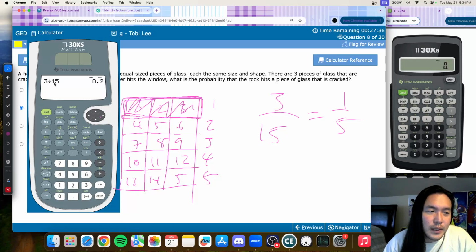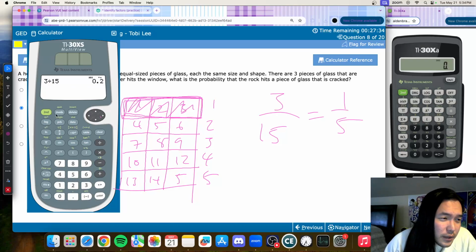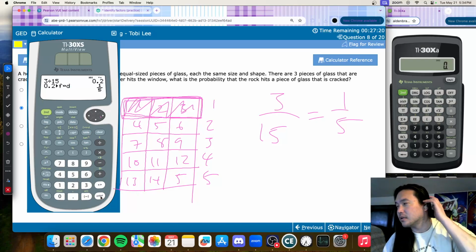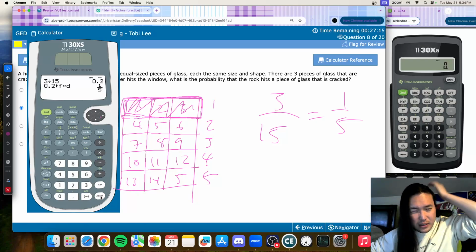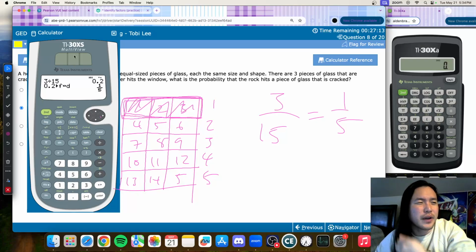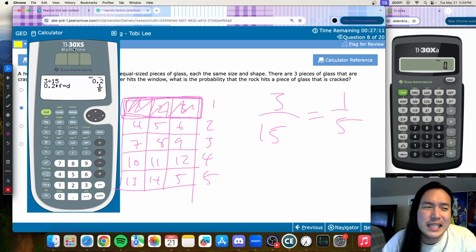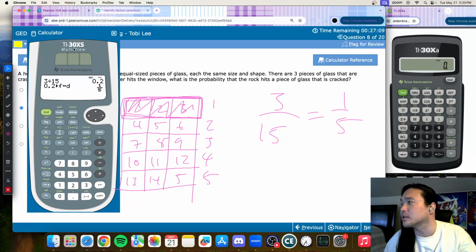So 3 divided by 15 is 0.2. And then what you can do is hit second, F arrow arrow D. It's literally 1/5. Again, if anything I'm saying is not making sense, just let me know, right? Hopefully if you have a TI-30XS, which is the calculator that you're allowed to use in the GED, you'll just follow along and hit exactly the same buttons that I'm hitting.